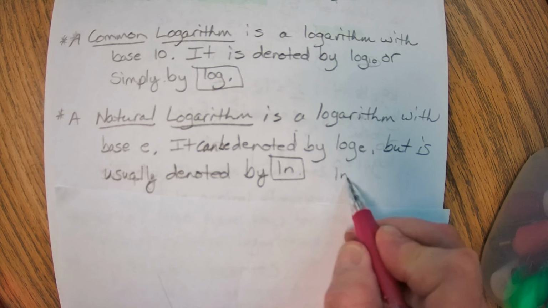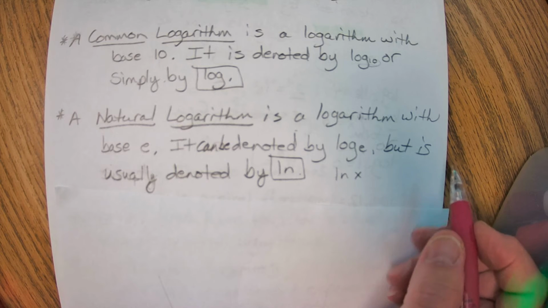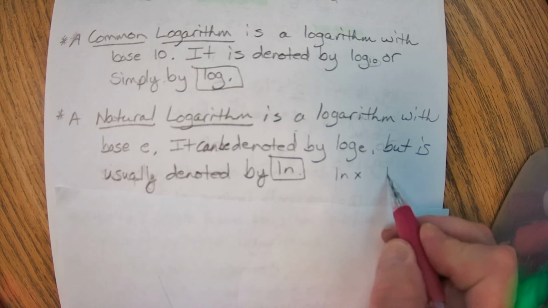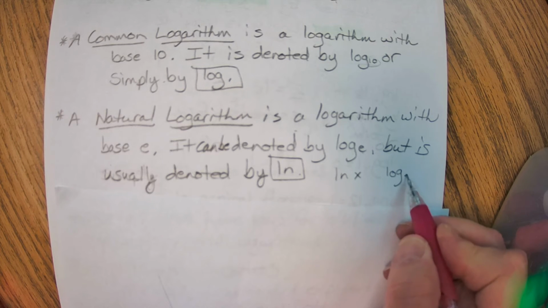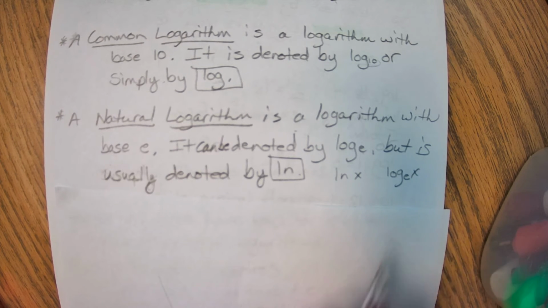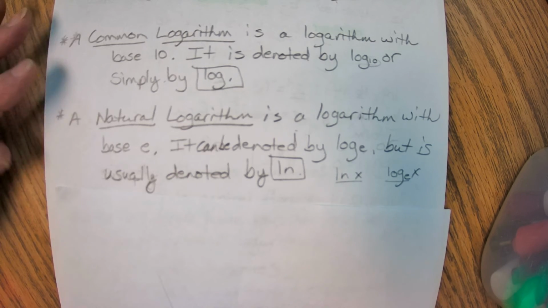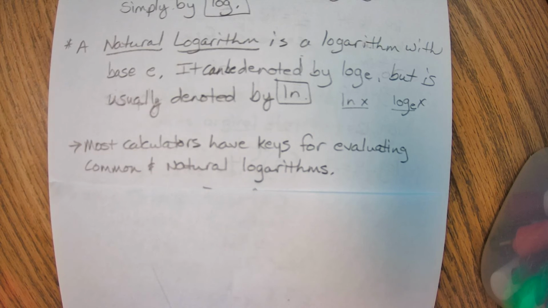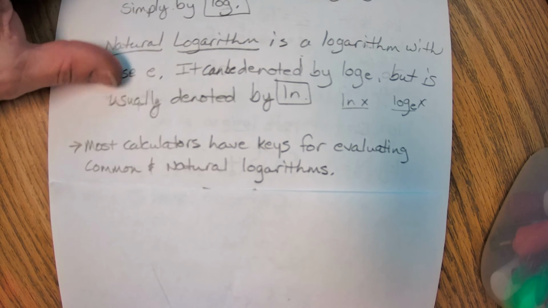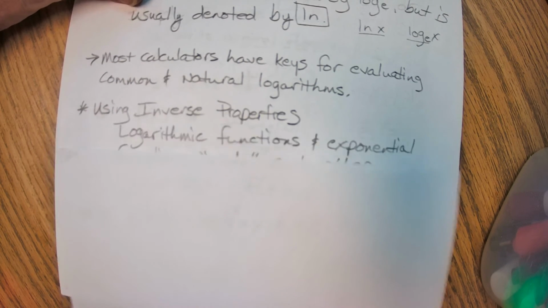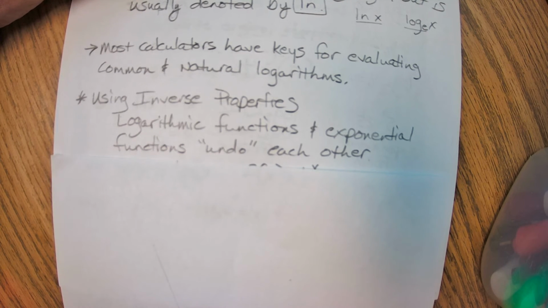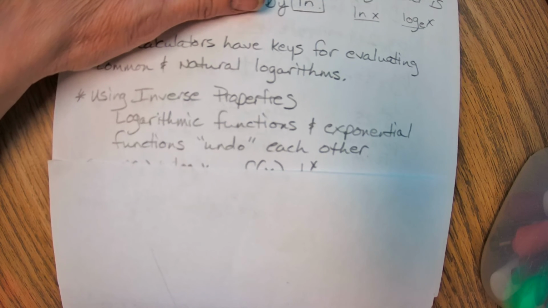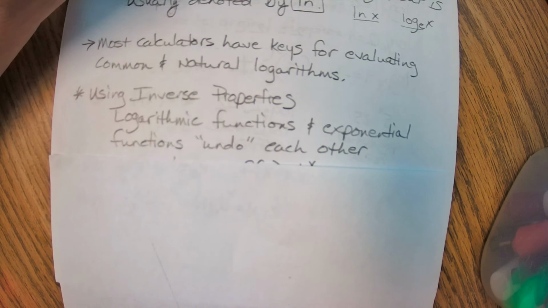So now the natural log of x is really log base e of x. These are interchangeable. Like I said, most calculators have keys for evaluating the common and natural logs. Let's talk about inverse properties. So logarithmic functions and exponential functions undo each other.